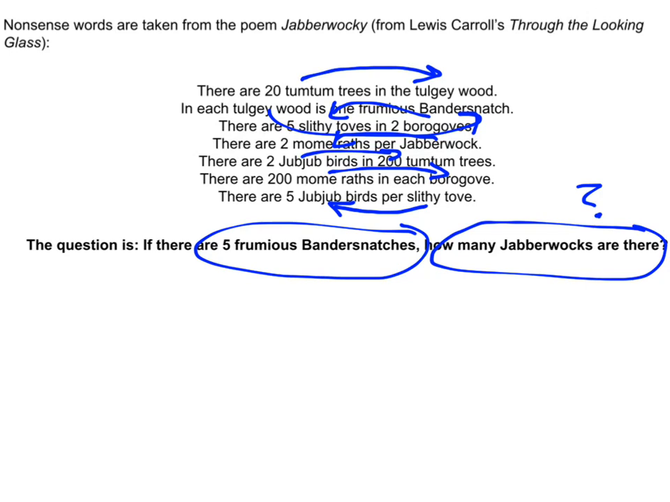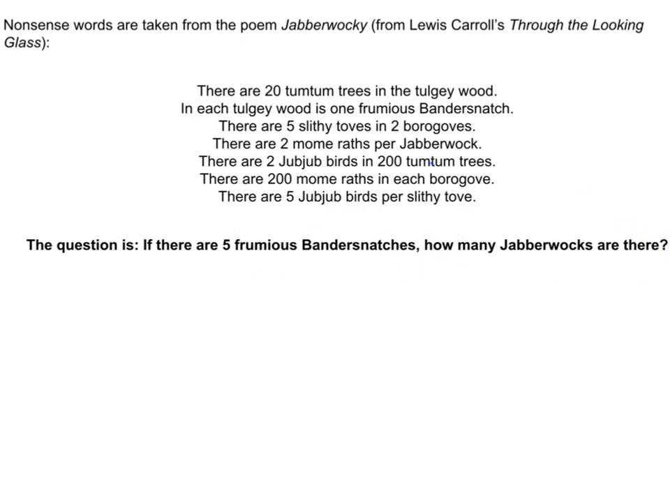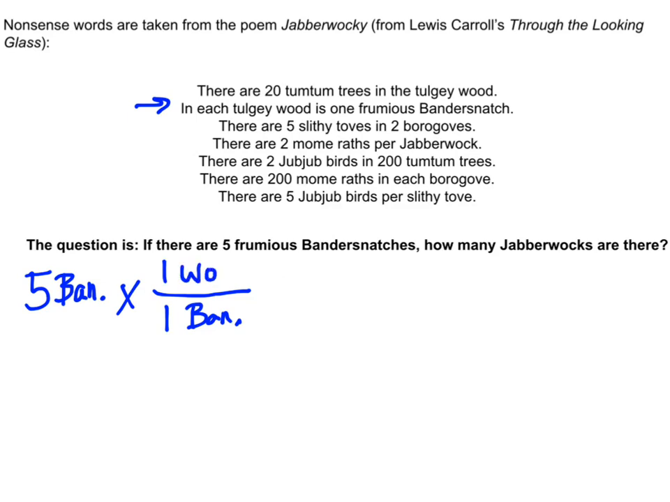All right, so looking at the units ahead of time tells me how this will work, and we can just do a little chain of unit conversions to get from one to the other. So let's set this up, and we'll start with bandersnatches and try to end up at Jabberwocks. Okay, so I have 5 bandersnatches, and I can multiply by anything that equals 1. So that second line tells me in each Tulgey Wood is 1 frumious bandersnatch. Okay, so I have 1 bandersnatch per 1 Tulgey Wood.